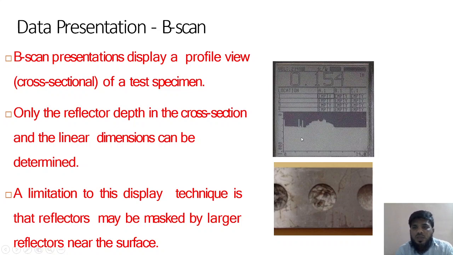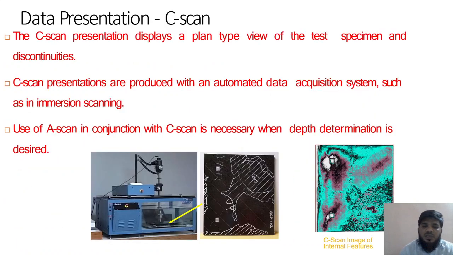So whereas you can see the variations which have been observed as this. The B scan representation displays a profile, so only the outer profile will be shown. So only the reflector depth in the cross section and the linear dimensions can be determined. The limitation of this display technique is that the reflector may be masked, meaning that it can be closed, and reflectors near the surface cannot be easily studied.